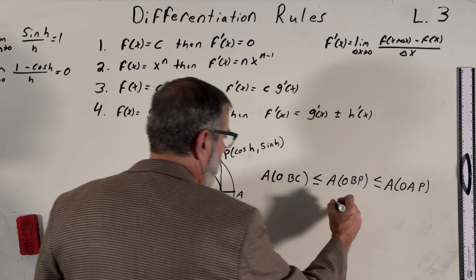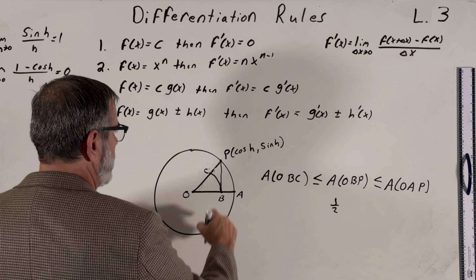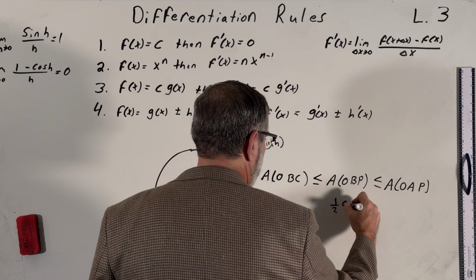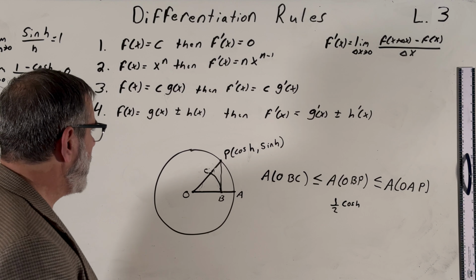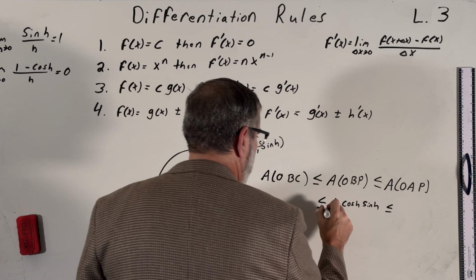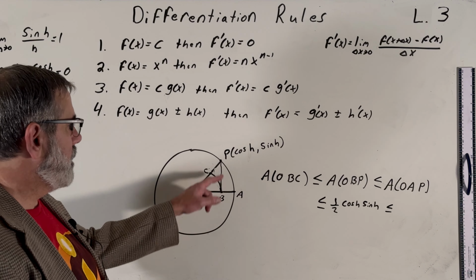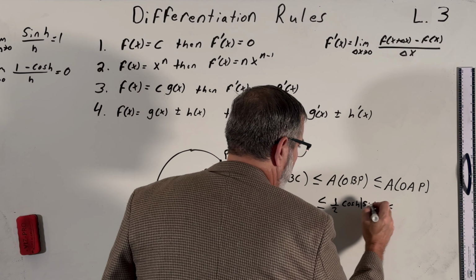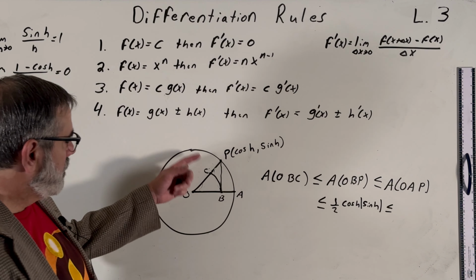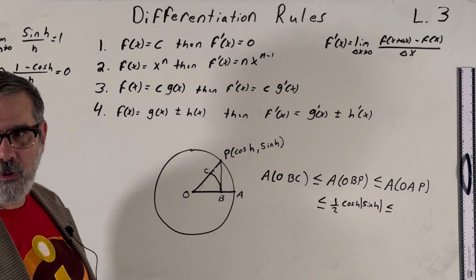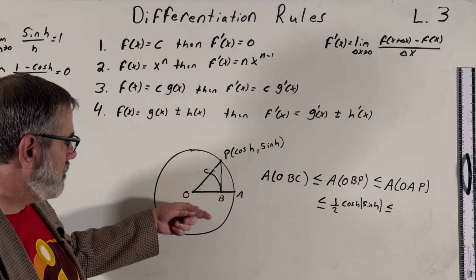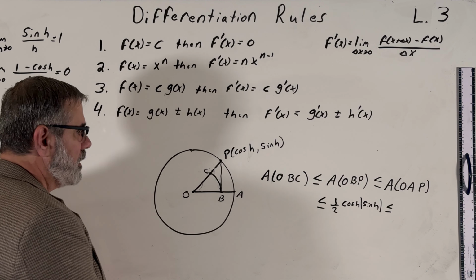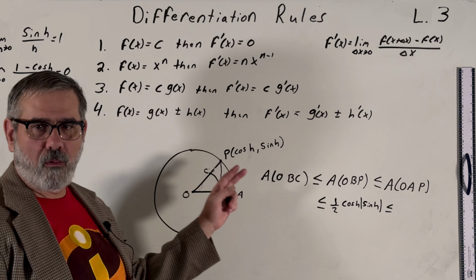So now it's just a matter of getting, we know what the area of this is. That's just the 1/2. What is the base of this triangle? Well, that's cosine h. Times the height of this triangle, well, that's sine h. So that is the area of OBP. Because I want to consider above and below this, I'm going to go ahead and take the absolute value of the sine, because it switches signs when we go below this axis here. So I'm considering basically positive and negative angles h, right?